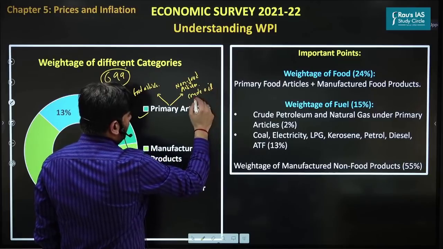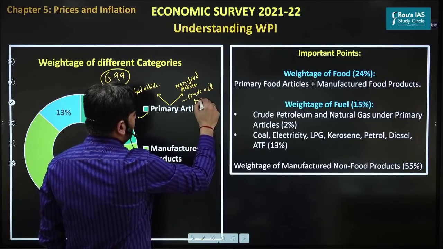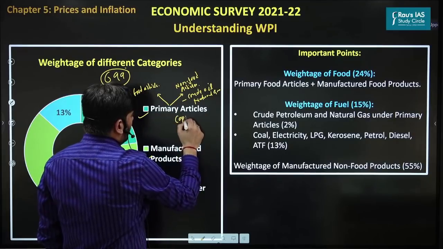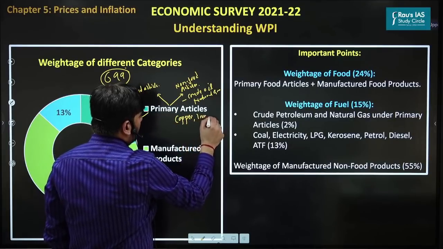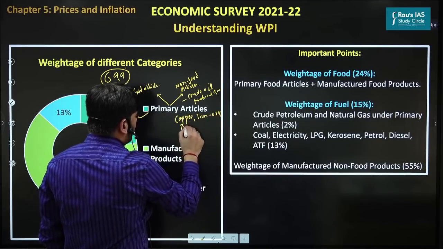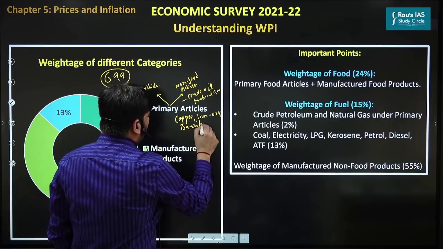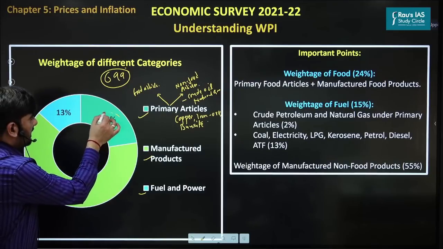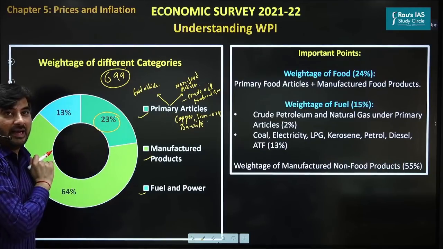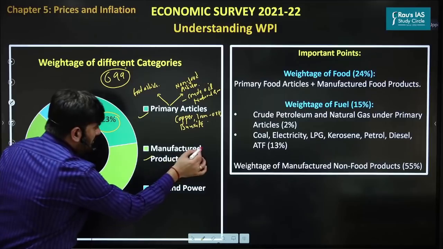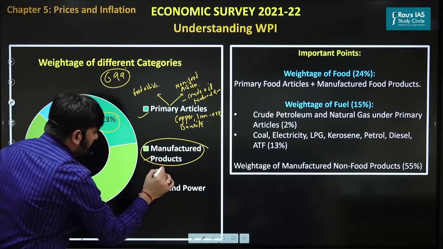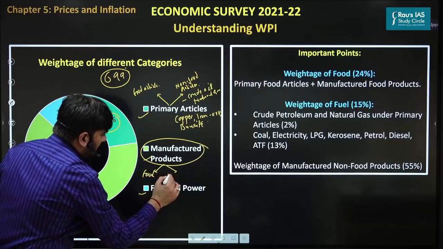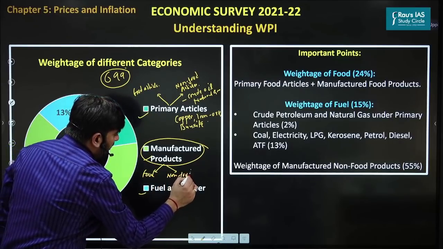petrol, crude oil, then natural gas, then copper, iron ore, bauxite, and so on. So all of these are the primary articles. And look at the weightage here. How much weightage does it have? 23% in the CPI. Next, you have manufactured products. Within manufactured products, once again, you have two categories: manufactured food products and manufactured non-food products.